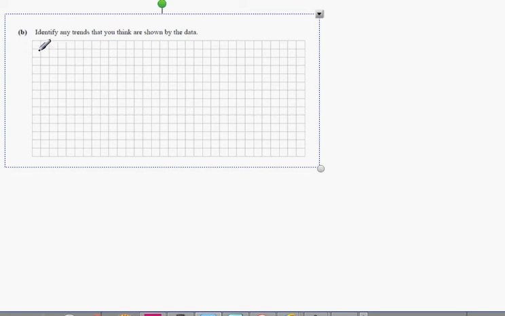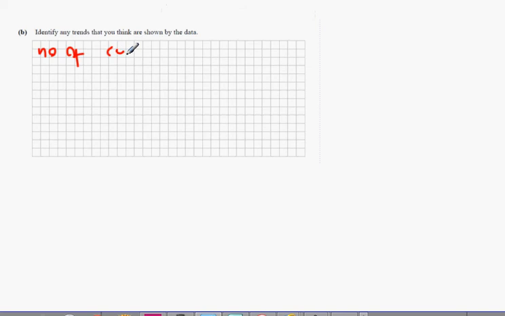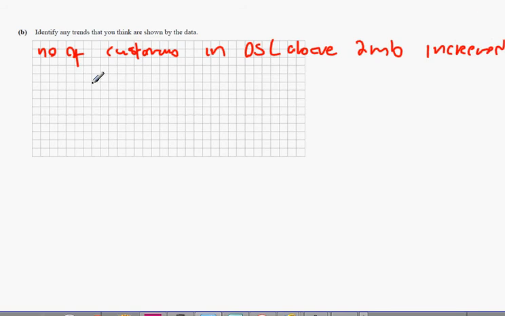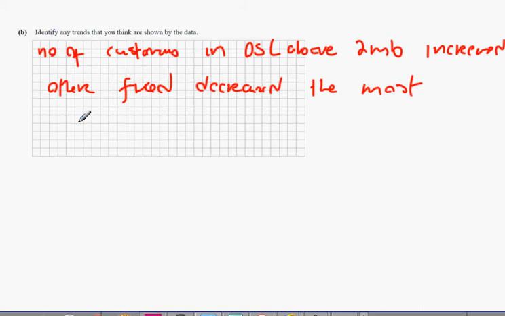Okay, so number of customers in DSL above 2 megabytes increased. What about what decreased? The amount of people in other fixed connections. Other fixed connections decreased the most, yeah? And what else increased? The mobile broadband increased as well.